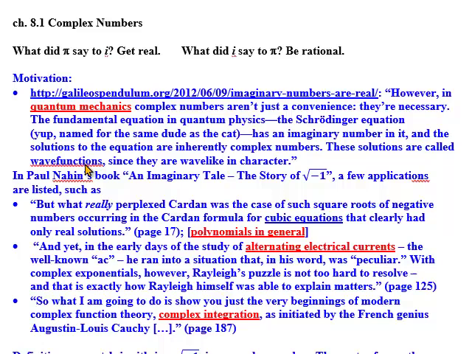Motivation at this particular website. However, in quantum mechanics, complex numbers aren't just a convenience, they're necessary. The fundamental equation in quantum physics, the Schrödinger equation, named for the same dude as the cat, has an imaginary number in it, and the solutions to the equation are inherently complex numbers. These solutions are called wave functions since they are wave-like in character.